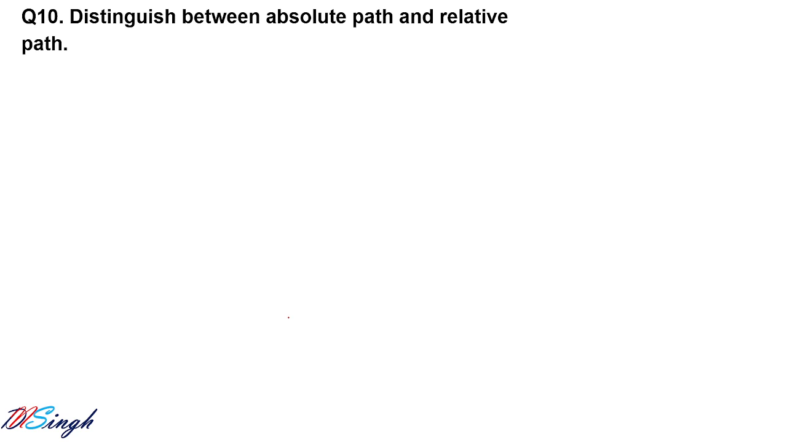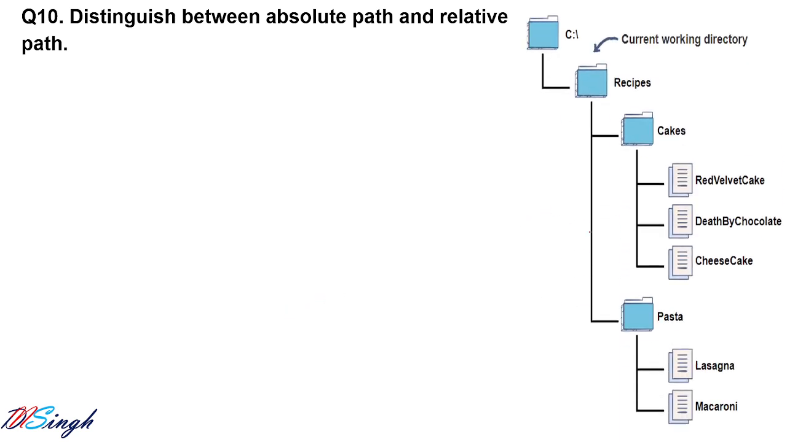Distinguish between absolute and relative path. So absolute is a complete path. Like if I want to go there, then I have to write completely C:/recipe/cake/red velvet cake. This is what an absolute path is. Completely, you have to tell the whole path from root to the file.